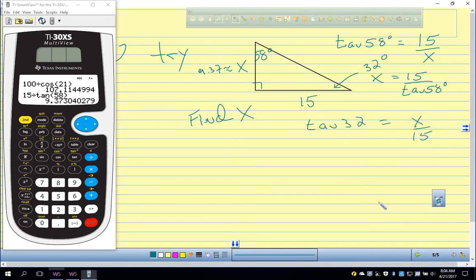How do I get x by itself? Just cross multiply, just multiply both sides by 15. So in that case, I get x is equal to 15 times the tangent of 32. Let's see if we get the same answer. 15 tangent of 32. Same exact answer. See that? 9.37. Could have done it either way. If I found this angle here, then I have opposite over adjacent, x over 15.